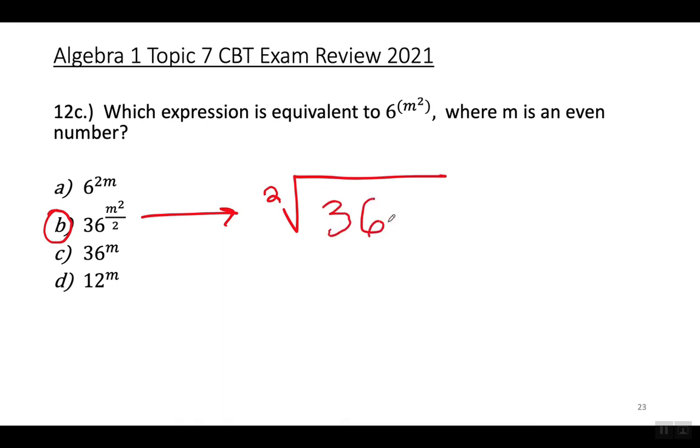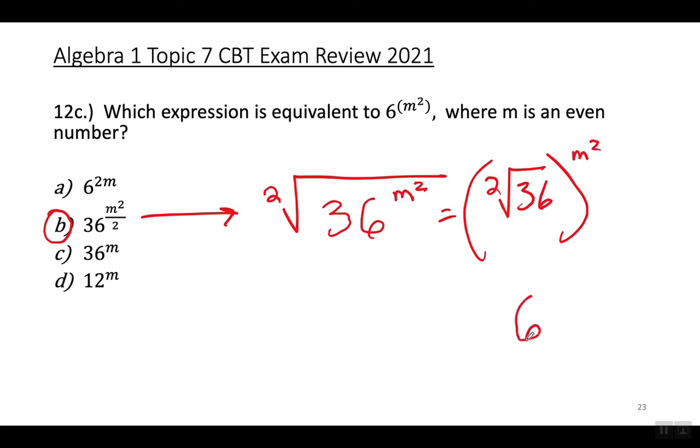Alright, so I got that. Alright, so again, I could do this part first. And the square root of 36 is 6. And now I got what it says up here.